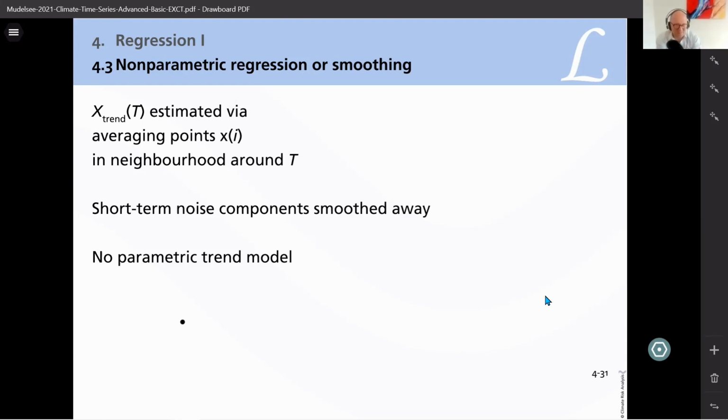And the idea is as follows. We estimate the trend by averaging the points, the x of i, the small x, in a time neighborhood. Not too far away, but we should also have a certain number of points. The idea is that the short-term variations cancel out above and below, and the resulting trend appears. As I told you, no parametric trend model is required. This is also called smoothing. The curve gets smoother. This is the idea of this estimation.